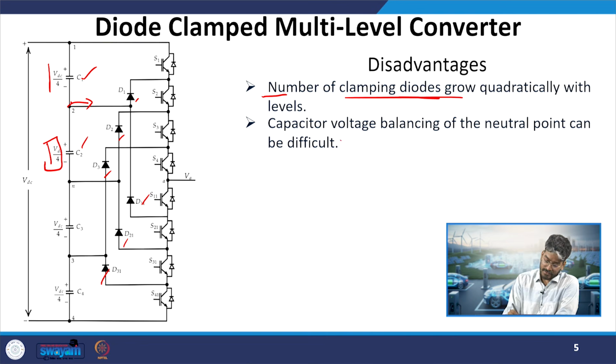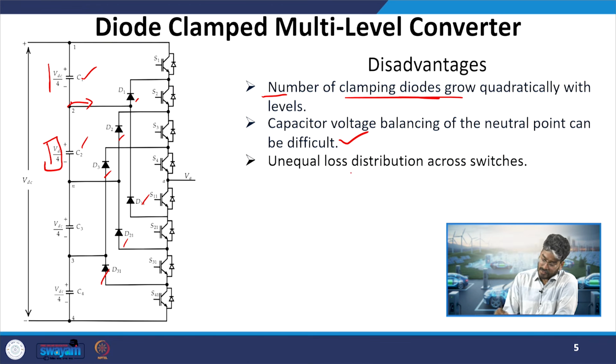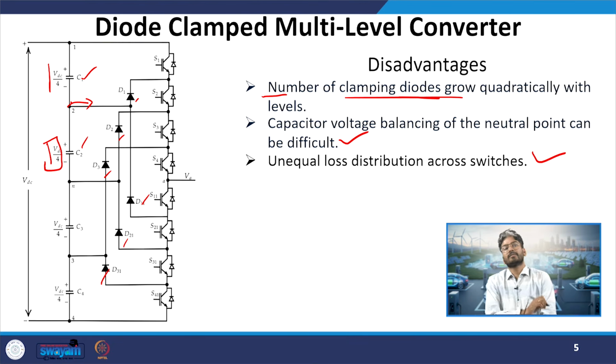So, because of that, the capacitor voltages will be diverging from each other, and we will see that we will require additional mechanisms to balance these capacitor voltages. So, unequal loss distribution: the duty ratio of the switches, or the conduction time of the switches, will be different for different output voltages, and they will not be balanced uniformly.